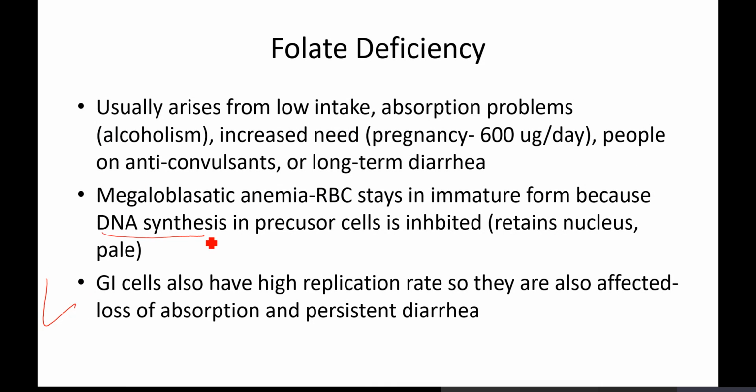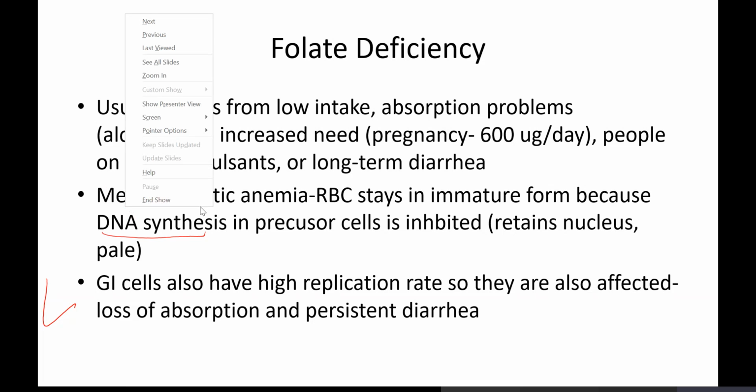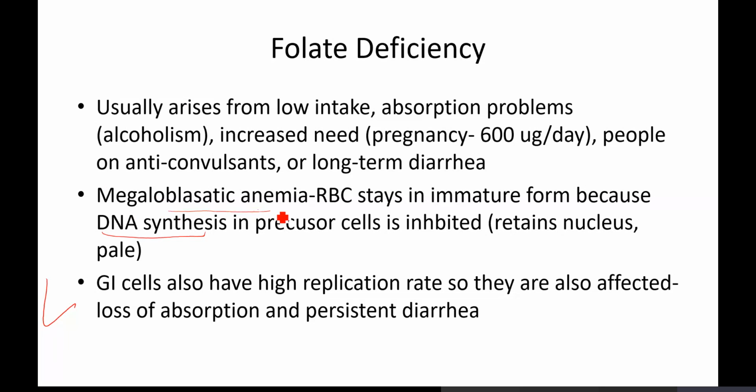Due to the block in DNA synthesis, the maturation of erythrocytes is slowed down, leading to formation of macrocytic RBCs, also called megaloblastic. The RBC stays in immature form because DNA synthesis in the precursor cell is inhibited. The rapidly dividing cells of bone marrow are also seriously affected, and that is why it is also called macrocytic anemia.